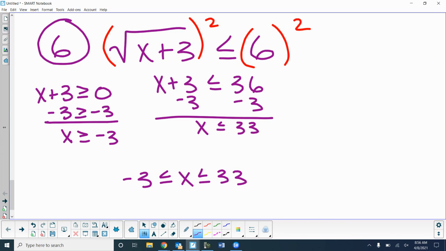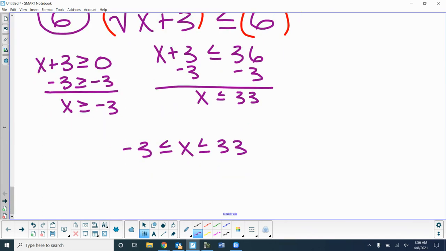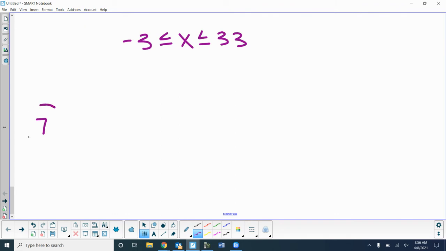All those values from negative 3 to positive 33 make that a true statement. When I substitute them in and take the square root, it will be less than or equal to 6. Any number less than negative 3 or greater than 33, you're going to get a number that's bigger than 6. If you go less than negative 3, you'll get some imaginary stuff. So don't forget, again, this is an easy problem. Don't forget to do that.